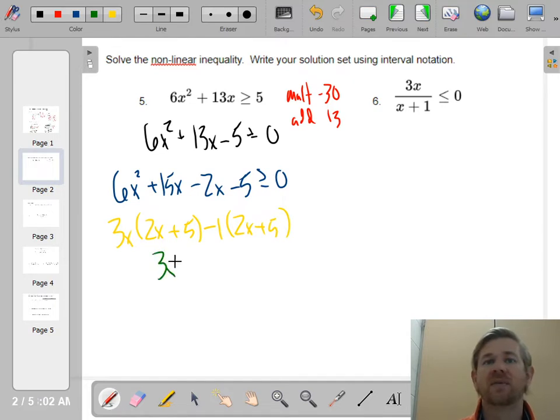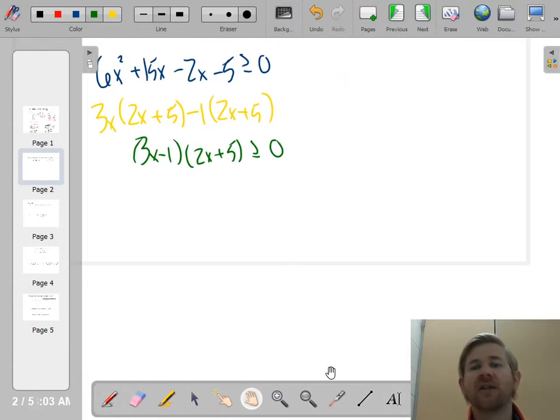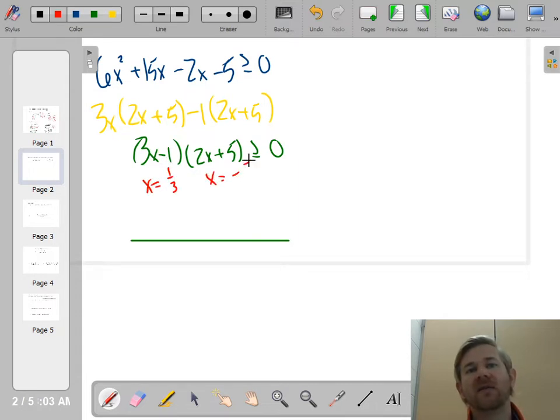And then you have 3x minus 1 and 2x plus 5 as your factors. You want to know where this is greater than or equal to 0? Okay, cool. So to find where it's greater than or equal to 0, we first want to figure out where it equals 0. The zeros are at 1/3 and negative 5/2.